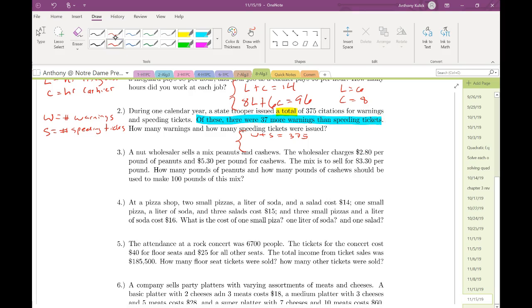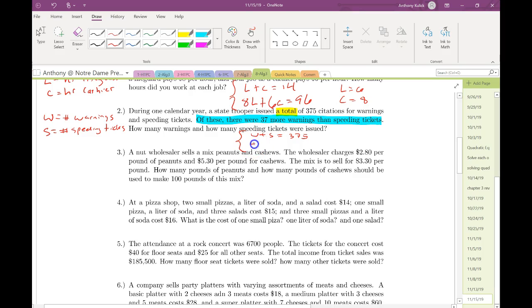Well, it's going to come from that sentence, right? It says, of these, there were 37 more warnings than speeding tickets. So which one is there more of, warnings or speeding tickets? Warnings, right? So if I had 10 speeding tickets, how many warnings would you expect to have? 10 plus 37, or 47, right? So that tells me how to write the equation.